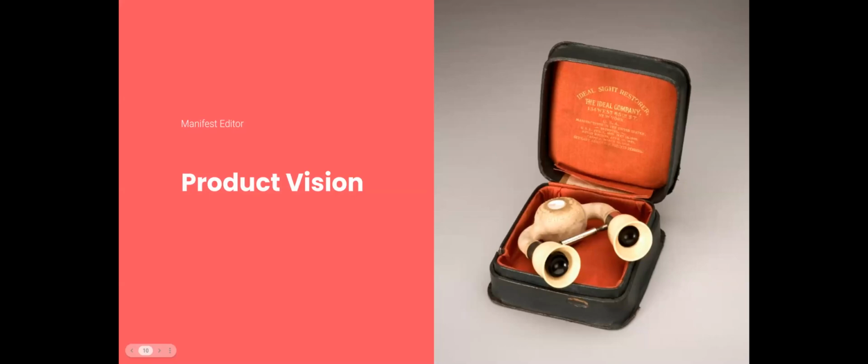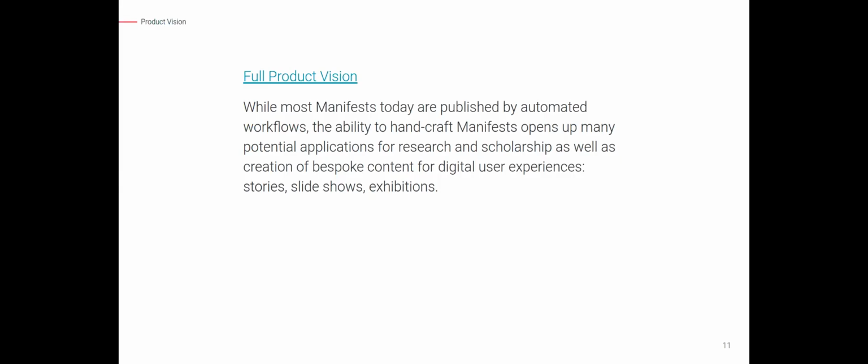So what was the product vision we came up with? There is a link to it. I'll share the links to all these slides at the end, but there is a link to the product vision here. But just to summarize it, most manifests are published by automated workflows. There are hundreds of millions of manifests in the world, probably billions by now. Most of them are made by machines. They're data transformations from other sources.